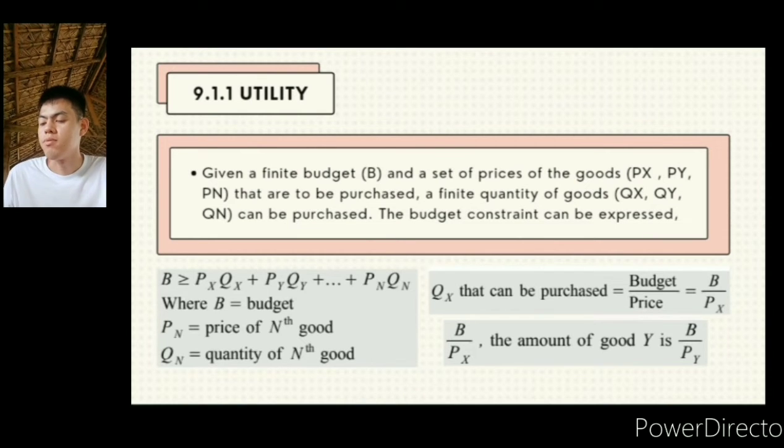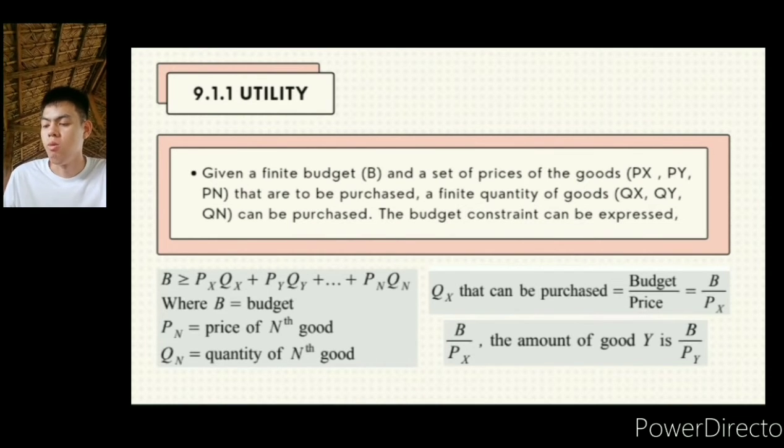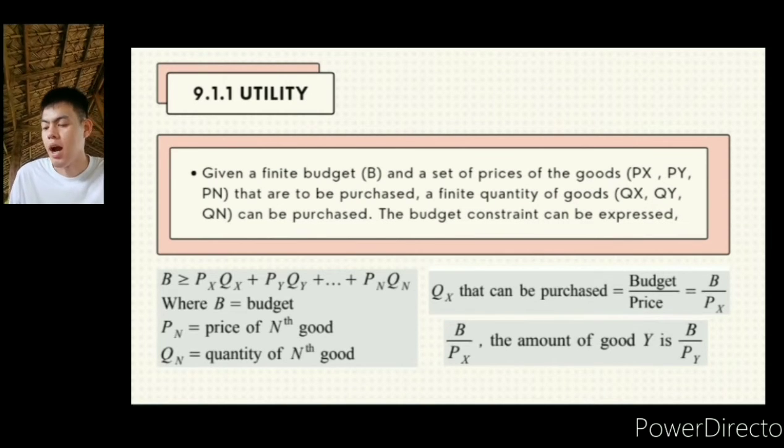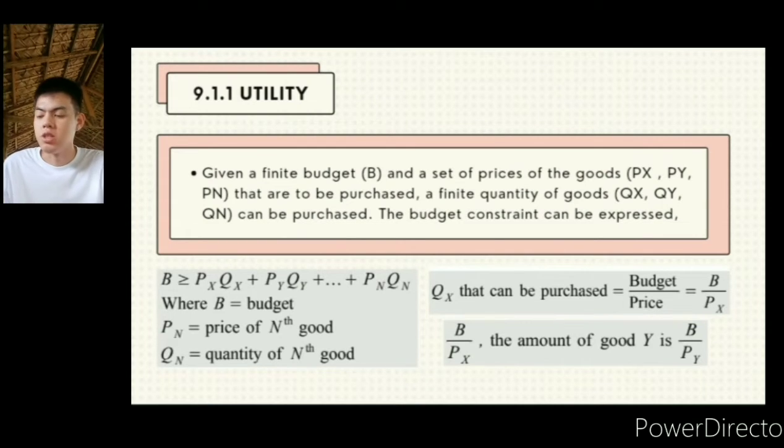These are how to express the budget constraint. B greater than or equal to PX QX plus PY QY plus PN QN. Equivalent nung B ay budget. PN naman ay ang price of the nth good. Then the QN is the quantity of the good.